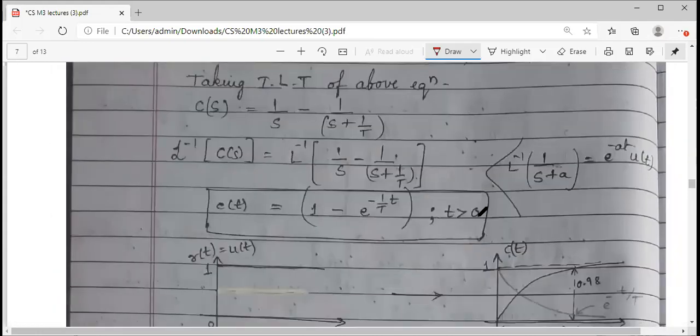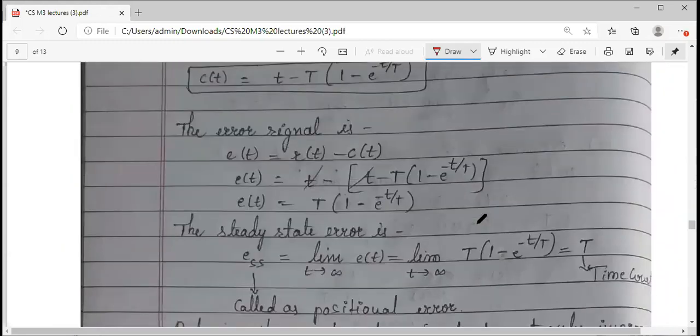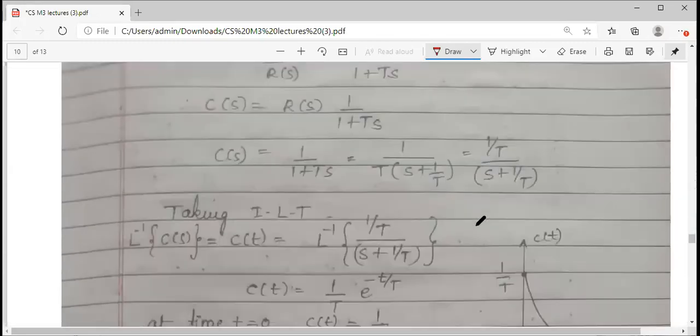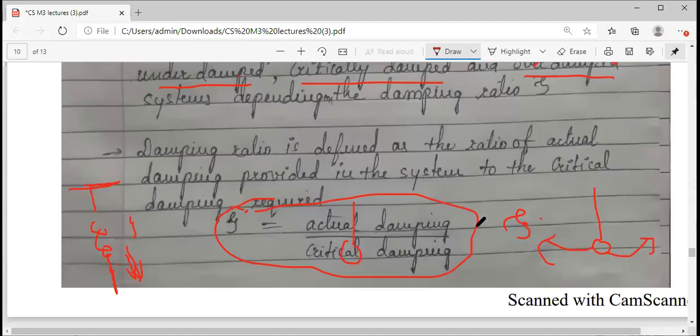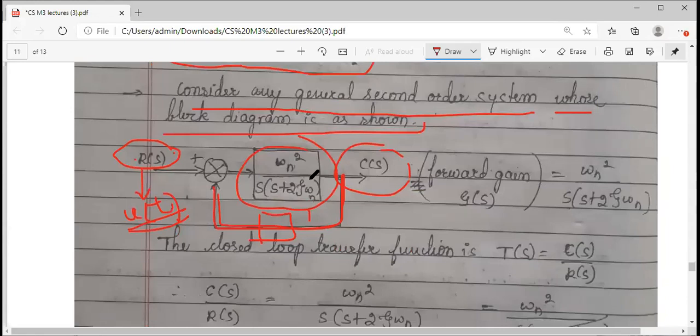However, when I want to analyze second order systems, I have to choose this value properly. That is, the forward gain value has to be chosen properly. So what is the value? Inside this block I have written it, it is clear here: omega n square divided by S into S plus 2 zeta omega n.